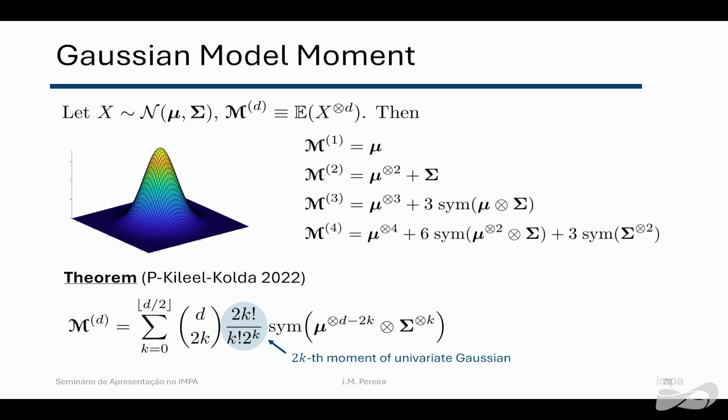So it generalizes the moment of a univariate Gaussian. It makes sense, right?